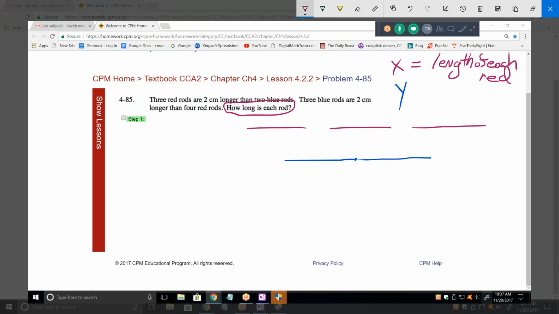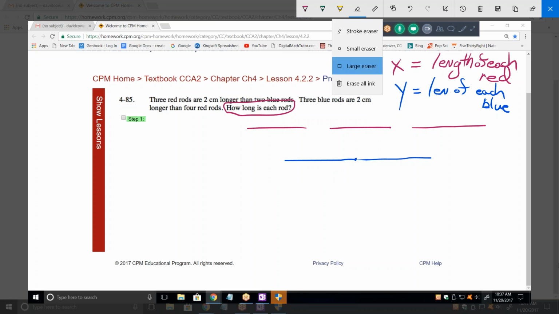Now tell me what y is. It would be the length of each blue rod? Okay. Now let's turn these into some equations. In other words, in a word problem, you always start at the end to figure out how to define your variables, and then you go back and you do the problem starting from the beginning.